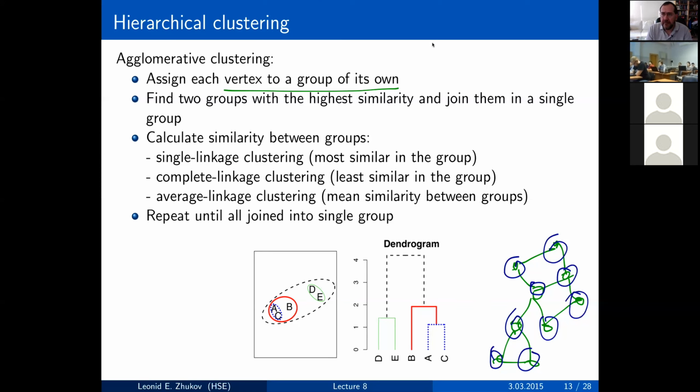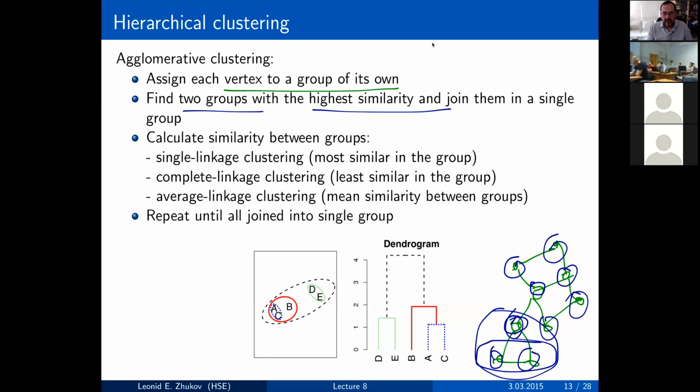Based on the structure. So the way it works for classical agglomerative clustering is first we assign each vertex to a group of its own, and then we find the two groups with the highest similarity. In the very first step, it's really just the vertices with the highest similarity, and we join them into a single group. Let's say we detect these two had the highest similarity, we join them into a single group. Next step, we realize that this vertex has a high similarity to this little group compared to everything else, and we join them into one cluster.